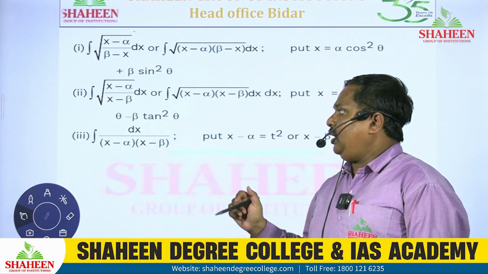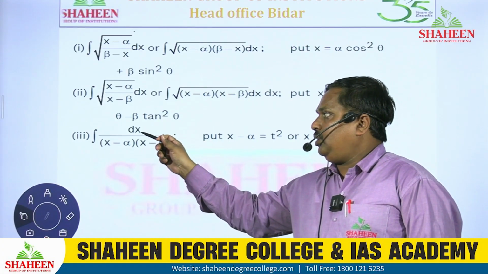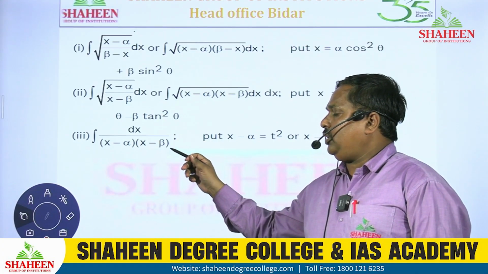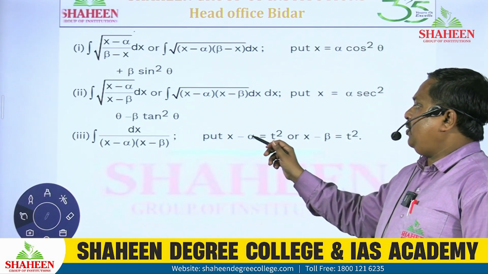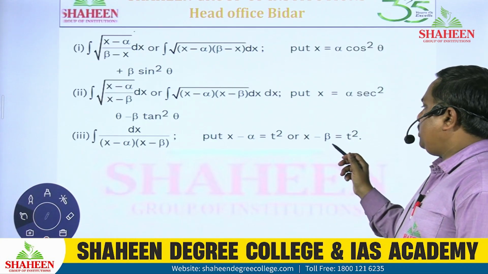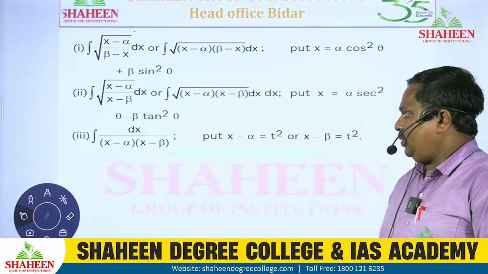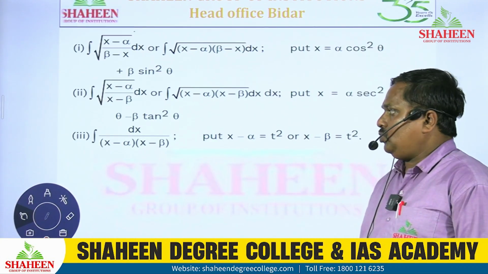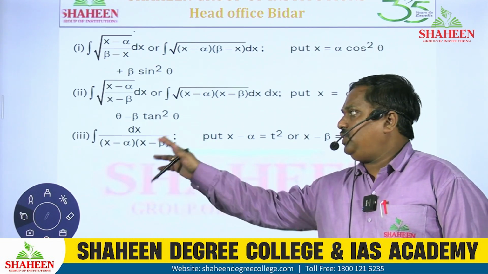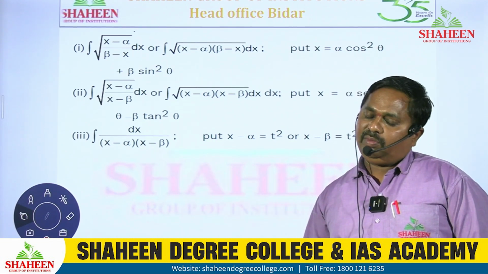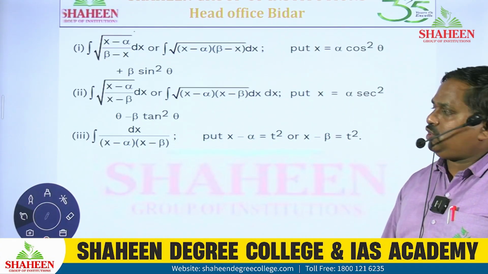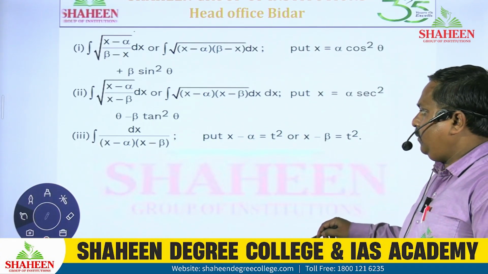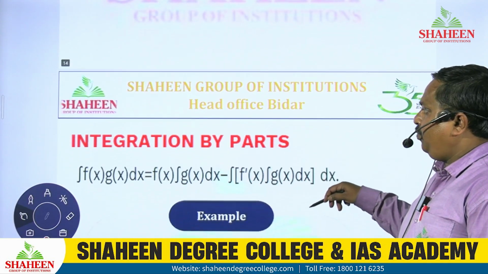Lastly, for the integral dx divided by the square root of (x minus alpha)(x minus beta), we substitute x minus alpha equal to t^2, or x minus beta equal to t^2. Any one of these two we substitute as t, and then we can integrate that easily. So these are the substitution methods or formulas.